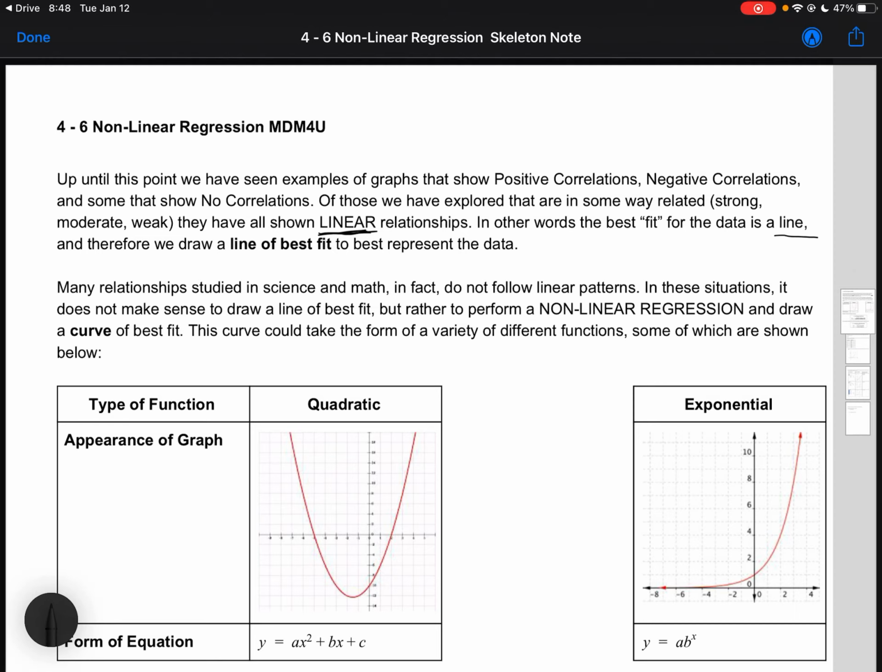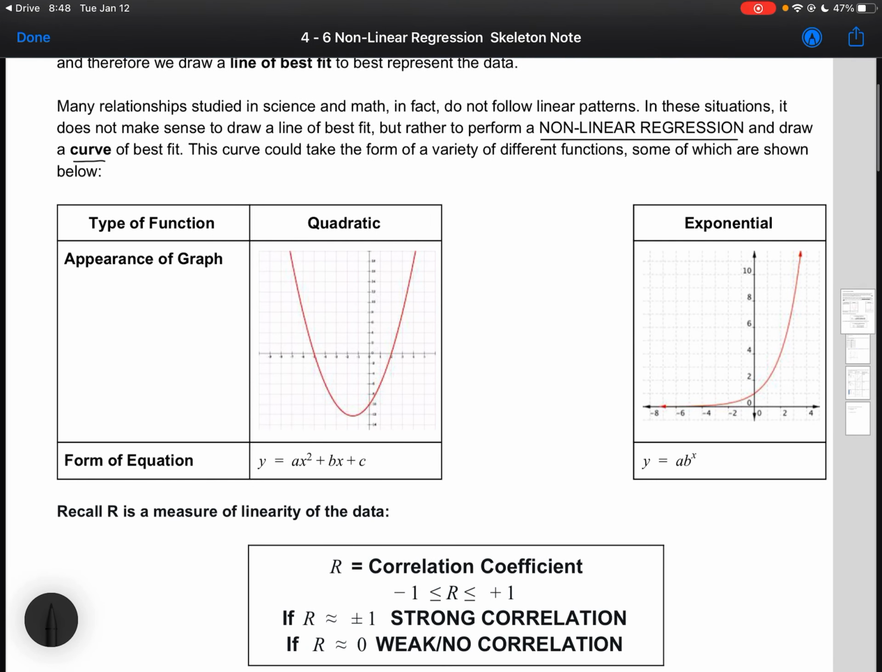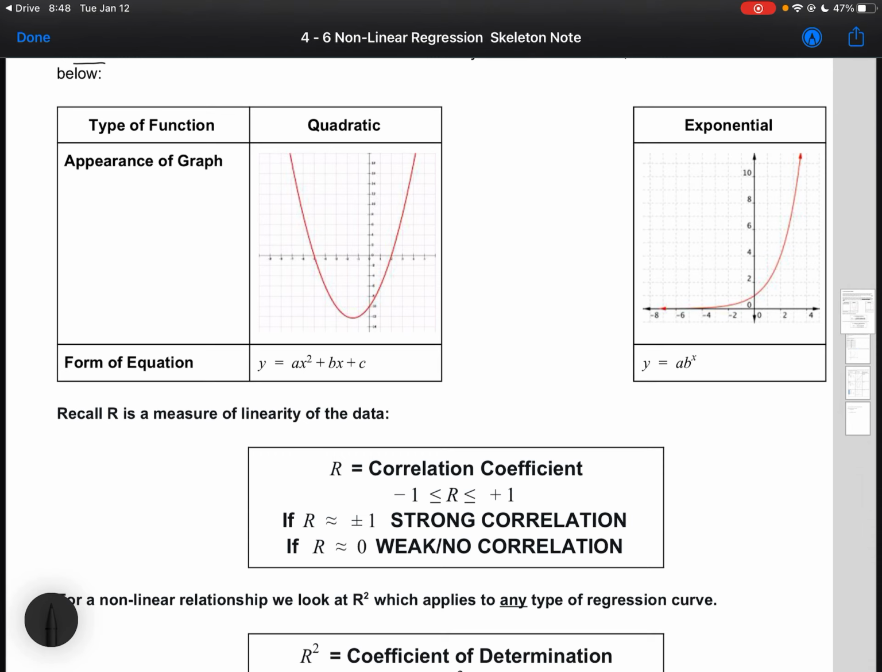Most of the relationships that we study in the real world don't follow linear patterns. In these situations, it doesn't make sense to draw a line of best fit, but rather to use a non-linear regression and draw a curve of best fit. The curve could take the form of a variety of different functions, and there are a few listed for you here: quadratic and exponential, which you should be familiar with from previous math courses.